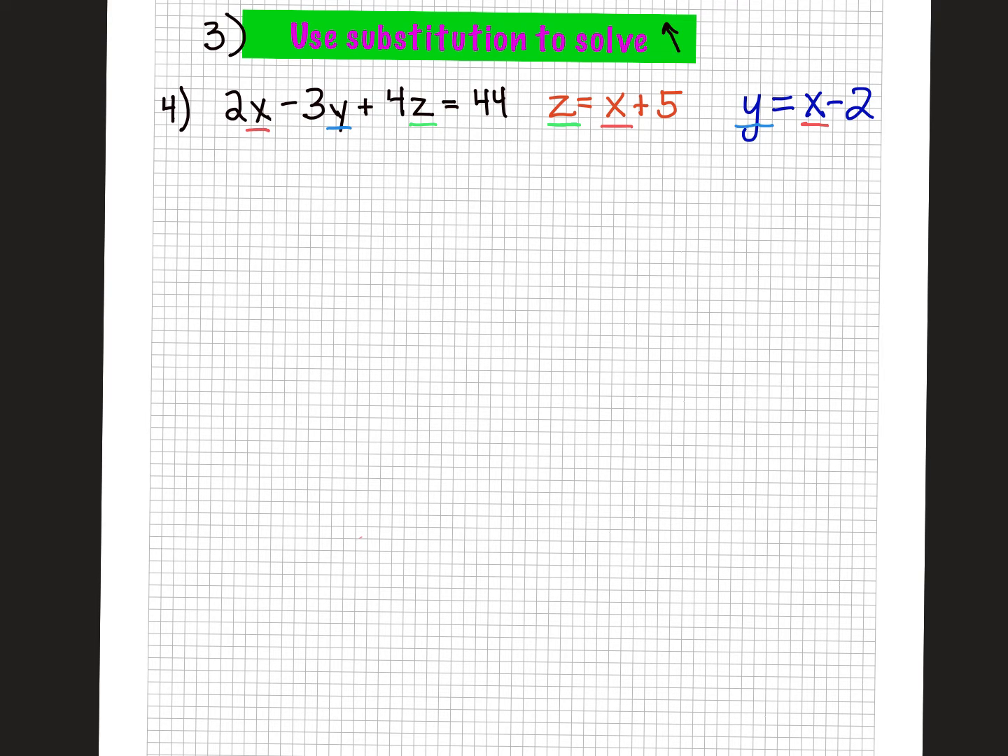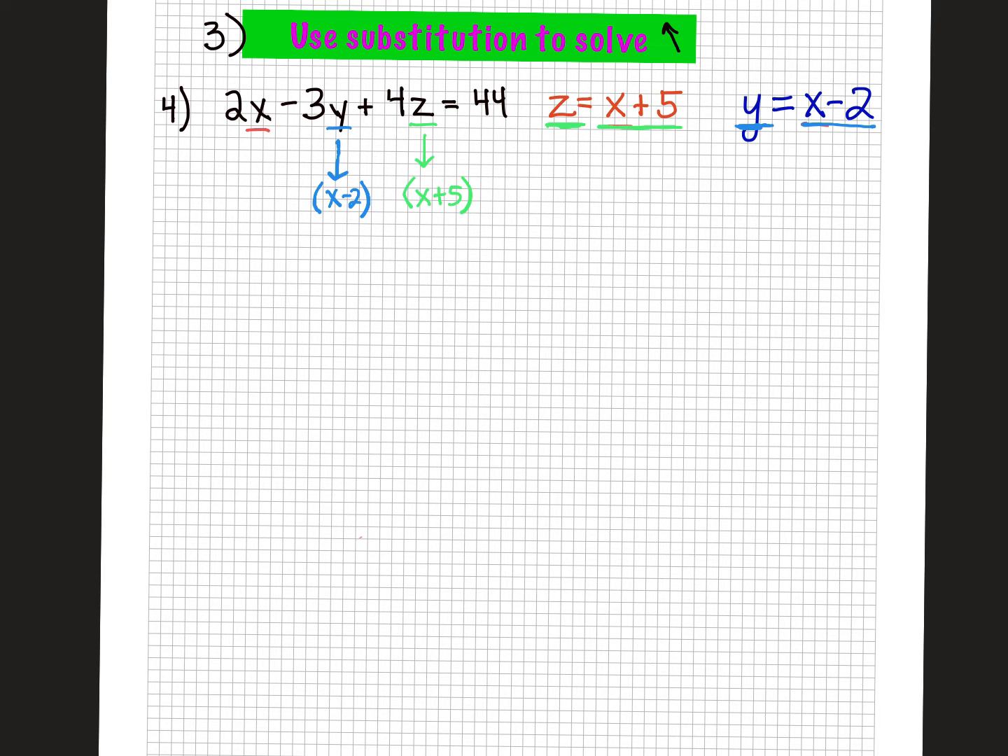But look what happens when I know exactly what z is. I know z is the same thing as x plus 5. So over here, I can take z out, and I can plug in x plus 5. So now, the black equation doesn't have a letter z. It has x's and y's because I took the z out and I replaced it with an x term, x plus 5. But I also know what y is. I know that y is x minus 2. So I can take the y out also and replace it with an x style term, or x minus 2, because we know they're the same thing.